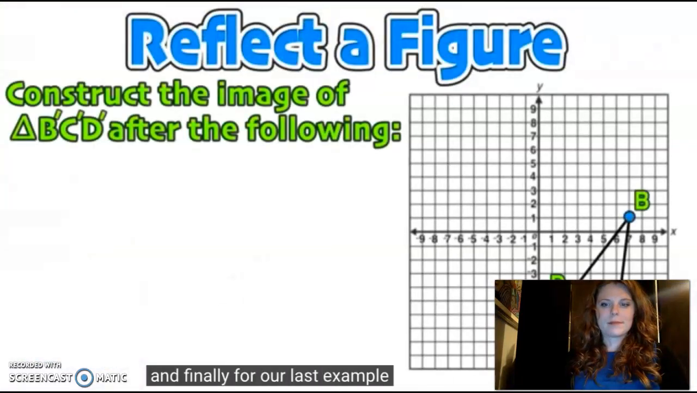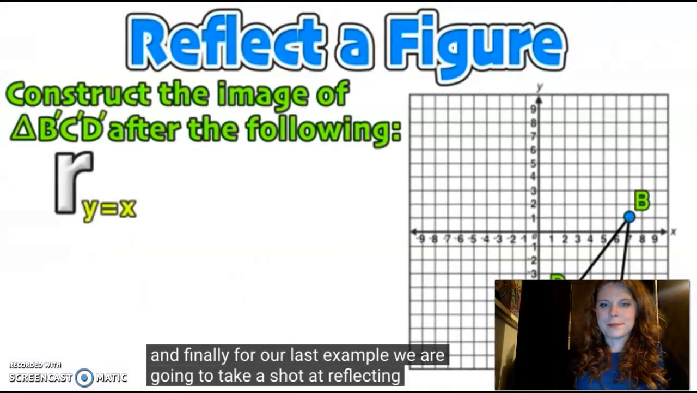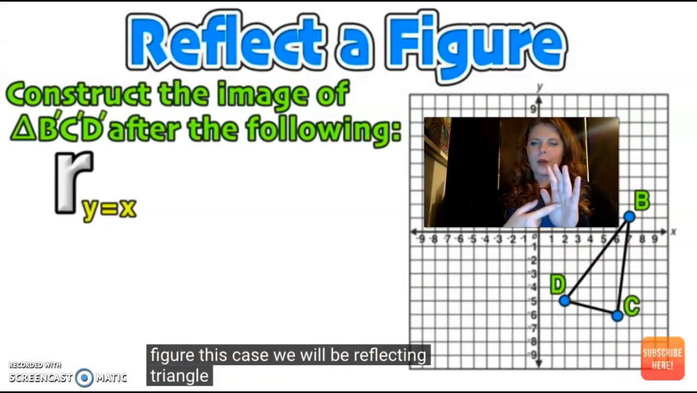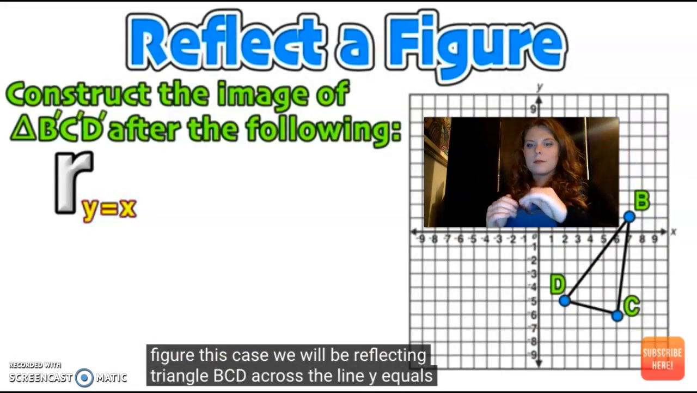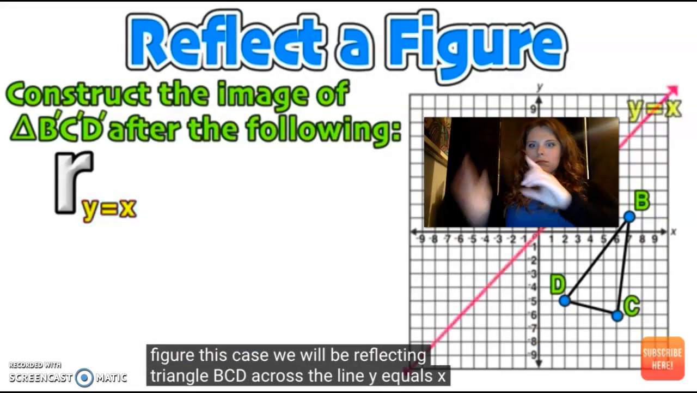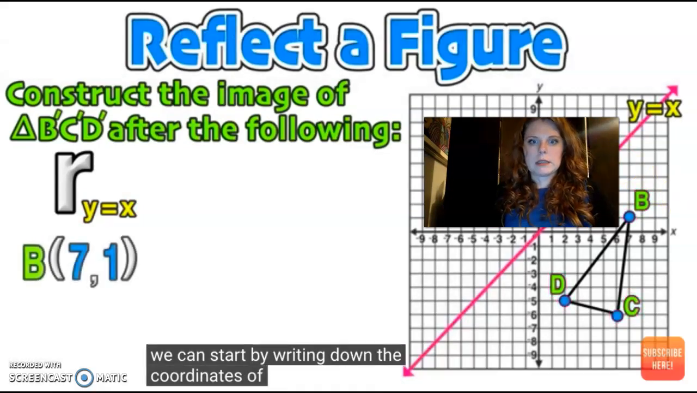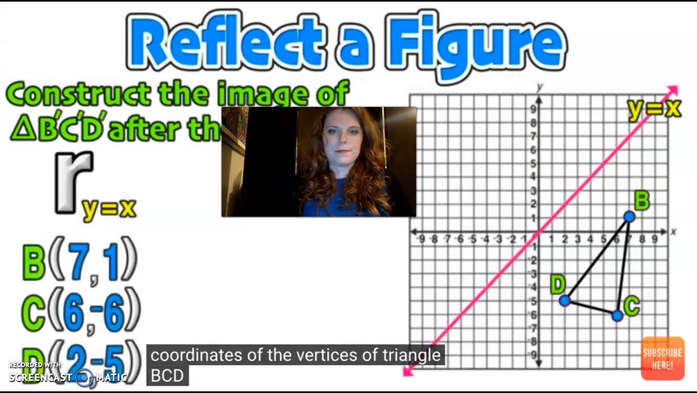And finally, for our last example, we are going to take a shot at reflecting a figure. In this case, we will be reflecting triangle BCD across the line y equals x. We can start by writing down the coordinates of the vertices of triangle BCD.